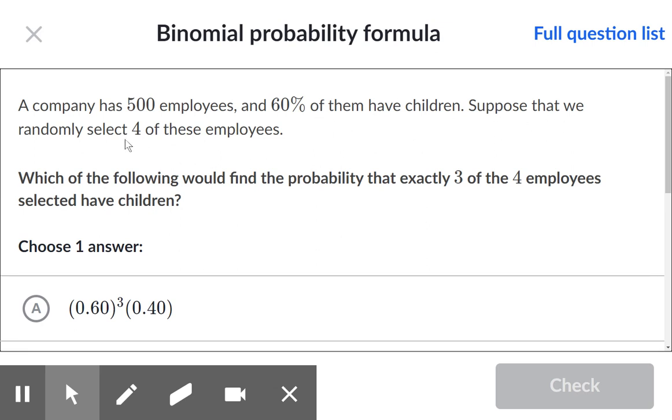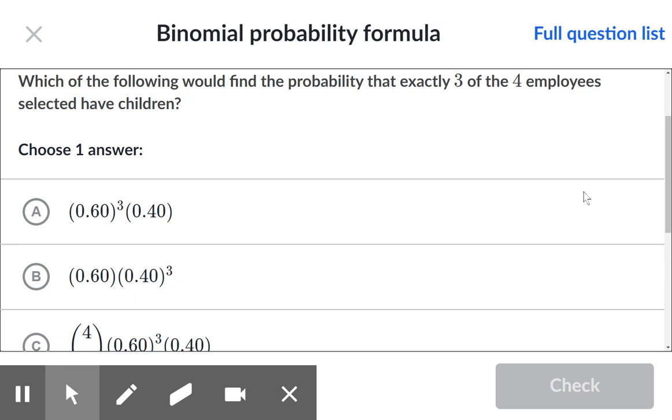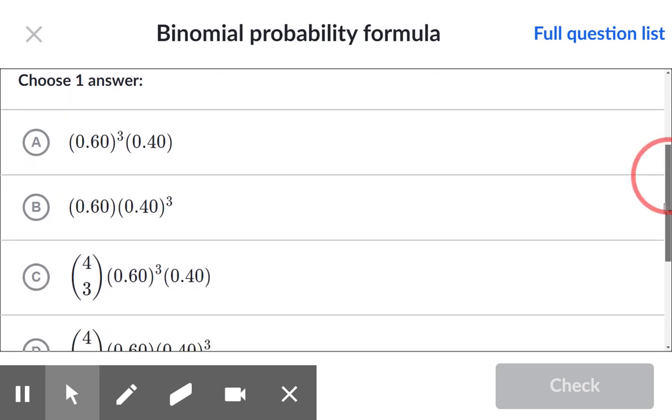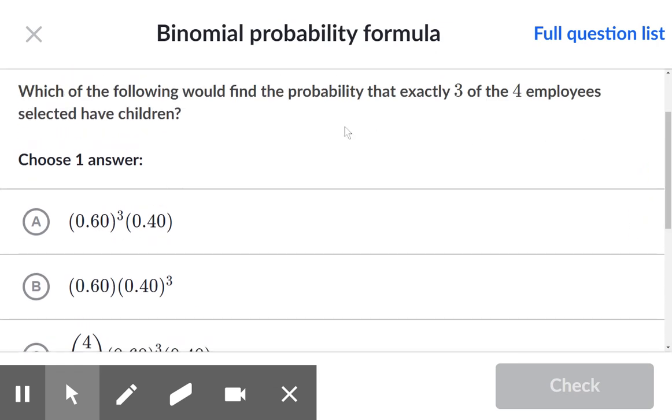Suppose we randomly select 4 of these employees. Which of the following would find the probability that exactly 3 out of the 4 employees selected have children? So my n is 4, because there's only 4 employees, and the value is 3 out of the 4. The probability of success is 60%, so it's 0.6.